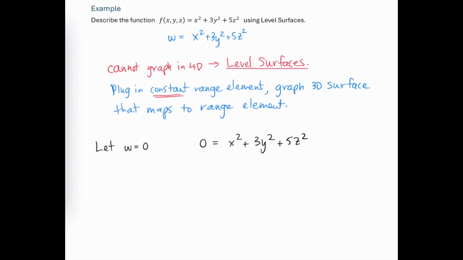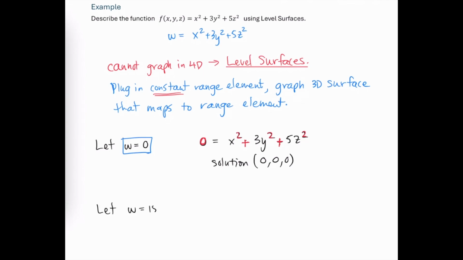Now, this only has one solution because I'm adding three positive things together. When I square a real number, I get a positive value. And the only way I'm going to add positive values together to get 0 is if all three of them are 0. So the only real solution or graphable point that we would have at this range element would be 0, 0, 0. So this level surface is just going to be an ordered triple.